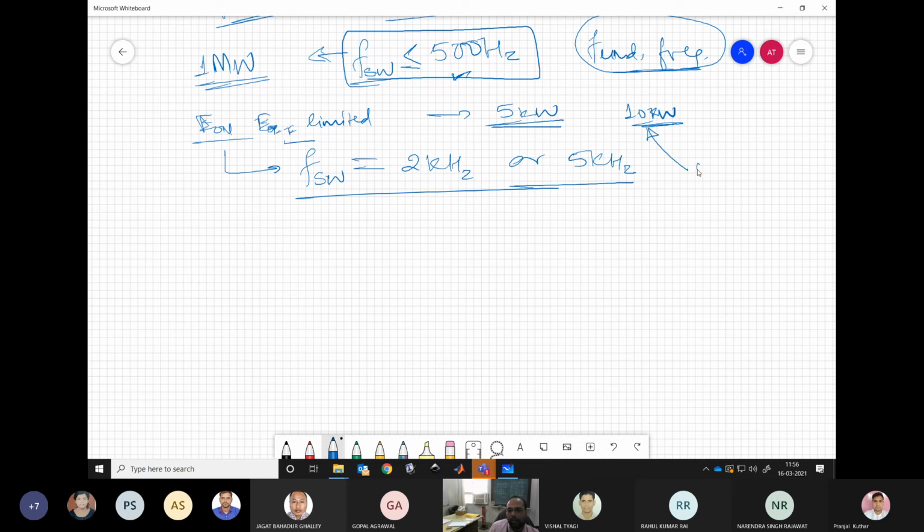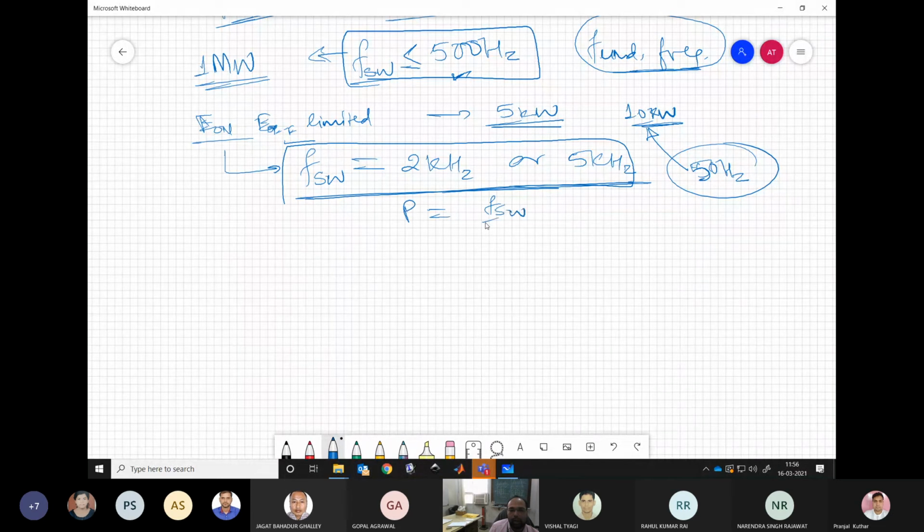And typically these systems have a fundamental frequency of 50 hertz or something. So this is a good ratio. That means our pulse number, FSW by F, is a big number. Let's say something like more than 21 or something.